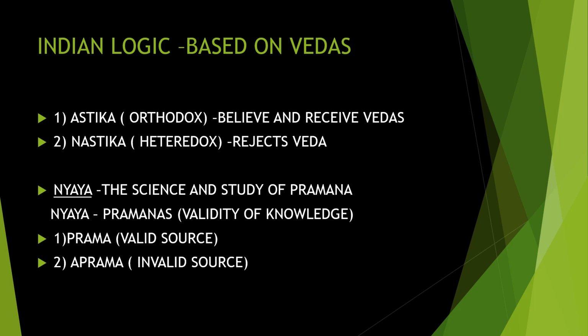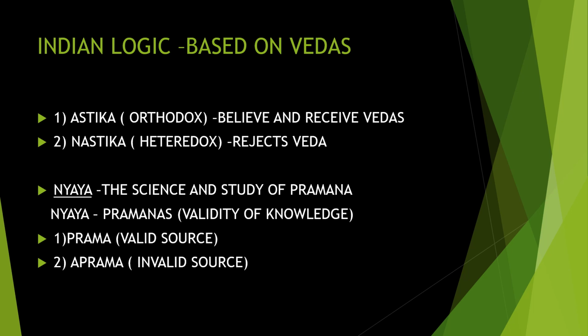And Nyaya, what is meant by Nyaya? The science and study of Pramana. Studying about Pramana scientifically is what we call Nyaya, Nyaya philosophy. You have heard about it. So in Nyaya, what is meant by Pramana? Pramana is the validity of knowledge. Validity means the truthfulness, or the way we can believe it. That is called the validity of knowledge. That is called Pramana. So Pramana is a valid source, and it is of two types. One is Prama and the other is Aprama.